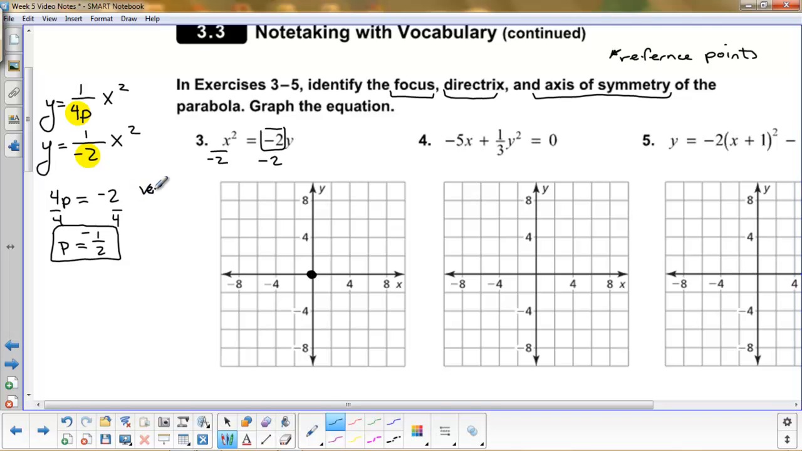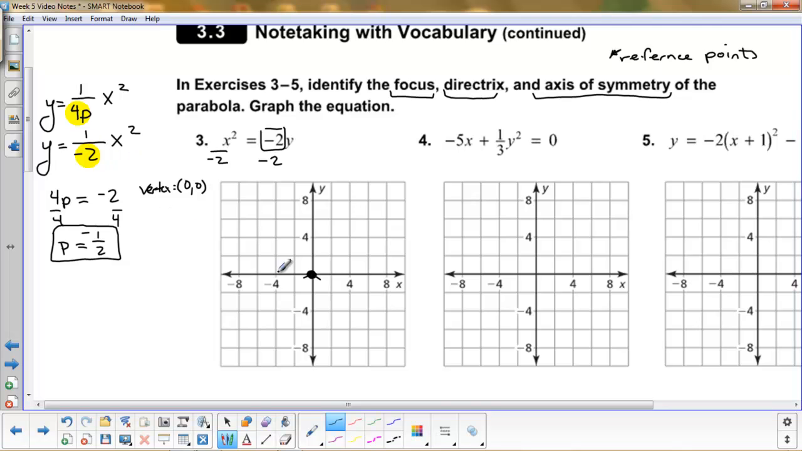Vertex: (0, 0). Now, because this is negative and because x is squared, the parabola opens downward. So I'm going to make 2 little marks like this to help remind me which way it opens. I'm not going to draw the whole thing yet because I don't know what the stretch or compression is. But I want to remind myself that this thing actually opens downward. Now the reason that is, again, is because x is squared and p is negative.